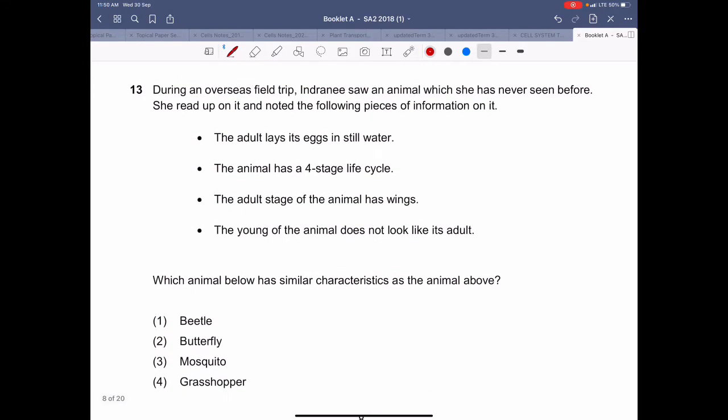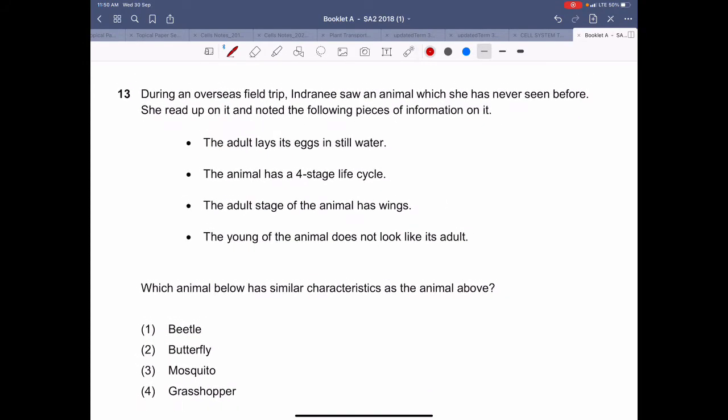Number 13, doing an overseas trip, Indrani saw an animal which she has never seen before. She read up on it and noted the following pieces of information. Its adult lays eggs in still water. Whenever you see still water, it's a hint to you that this is mosquito. Adult stage of the animal has wings. Yes, the young of the adult does not look like the adult because it's the nymph. So which animal below has similar characteristics? Mosquito. Okay?